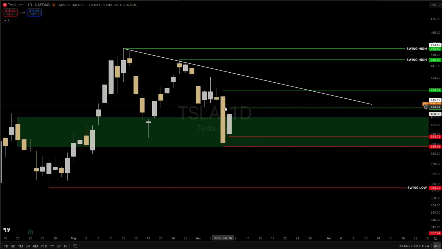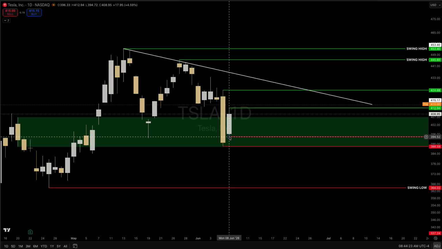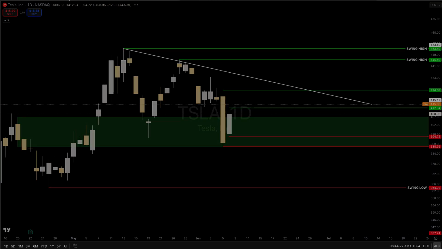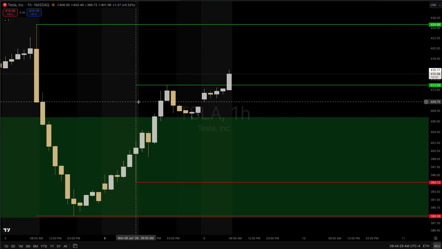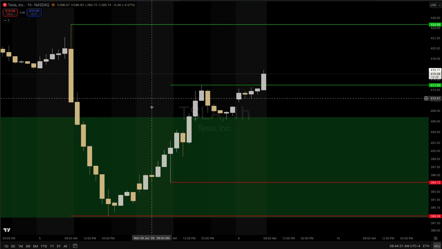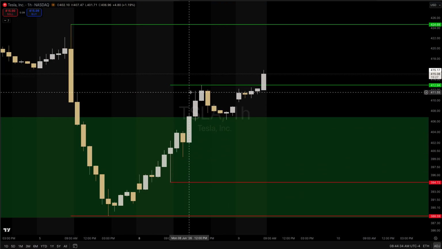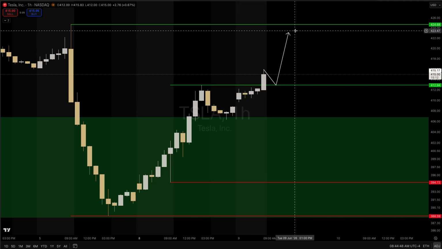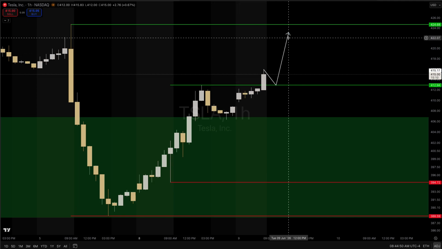So I have marked this previous day high and the previous day low. And this is Friday's high and Friday's low. If I go on the 1 hour chart, yesterday we had a nice push towards the upside on Tesla. Coming into today, I want to see the price come back for a retest of this previous day high and then move towards the upside. Then I want to see the continuation towards the upside.